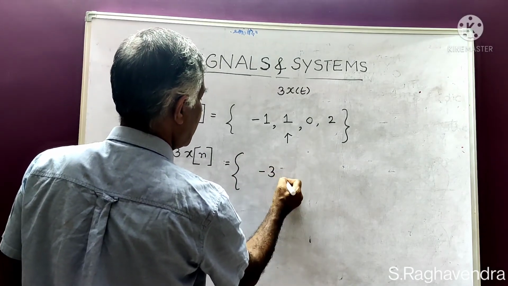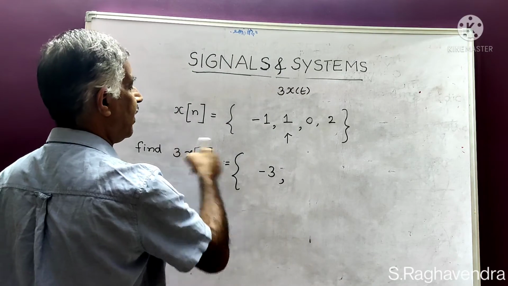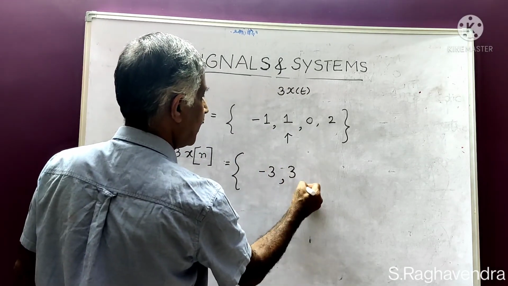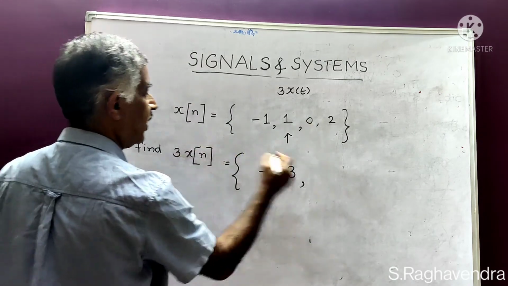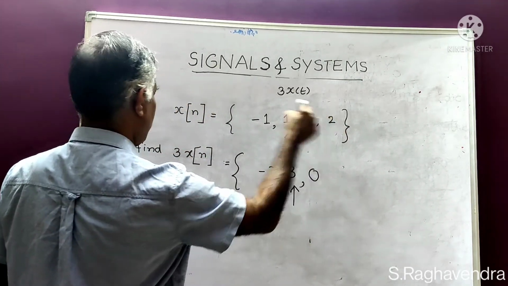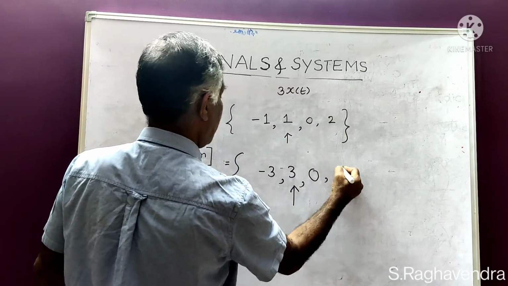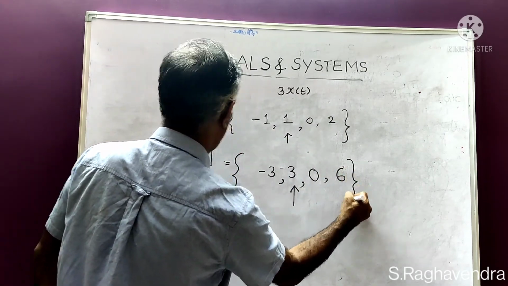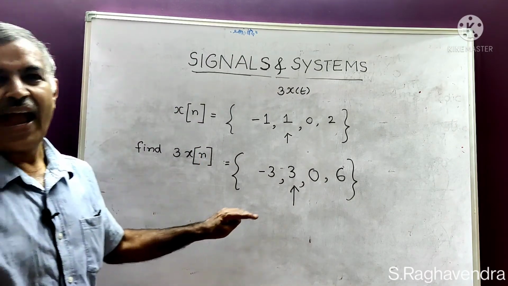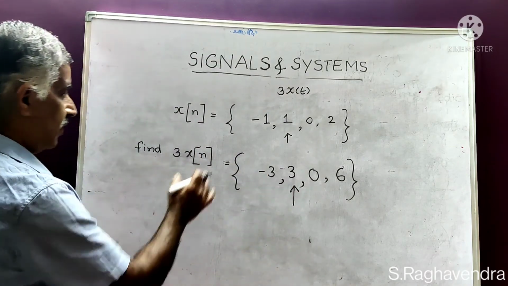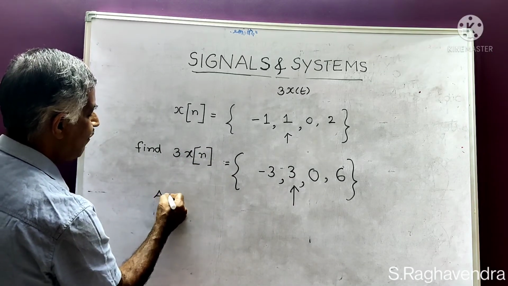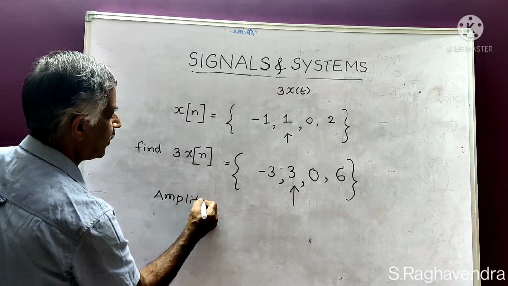Then it becomes minus 3, on multiplying minus 1 with 3. Multiplying 1 is 3. Next 0 with 3, 0. 0 with 3, 0. Then 2 times 3 is 6. This is what is called 3x. So this is what is called amplitude transformation. This remarkable transformation is called amplitude transformation.